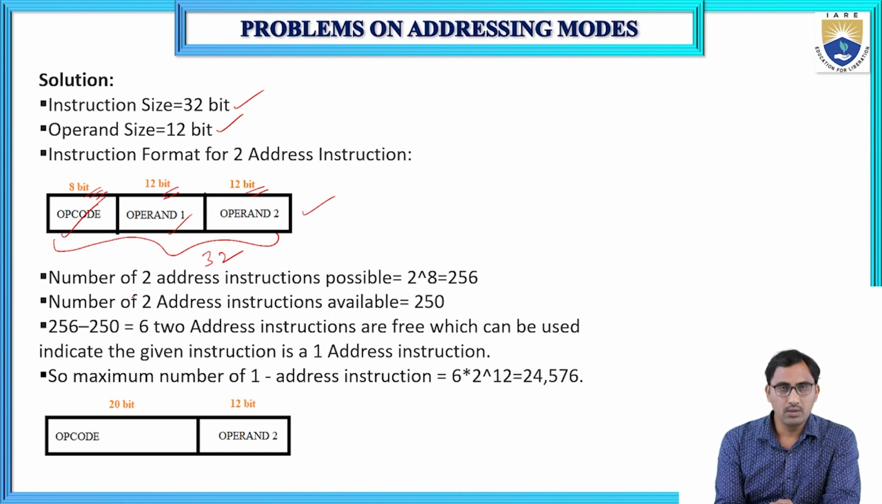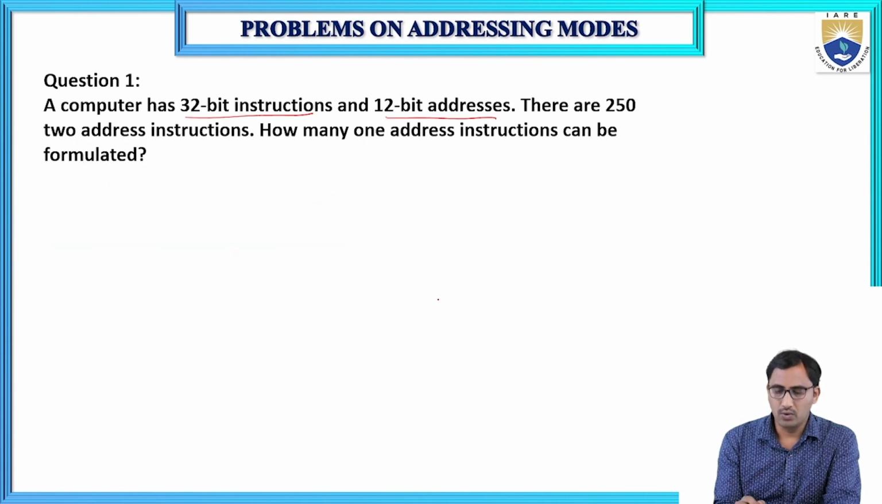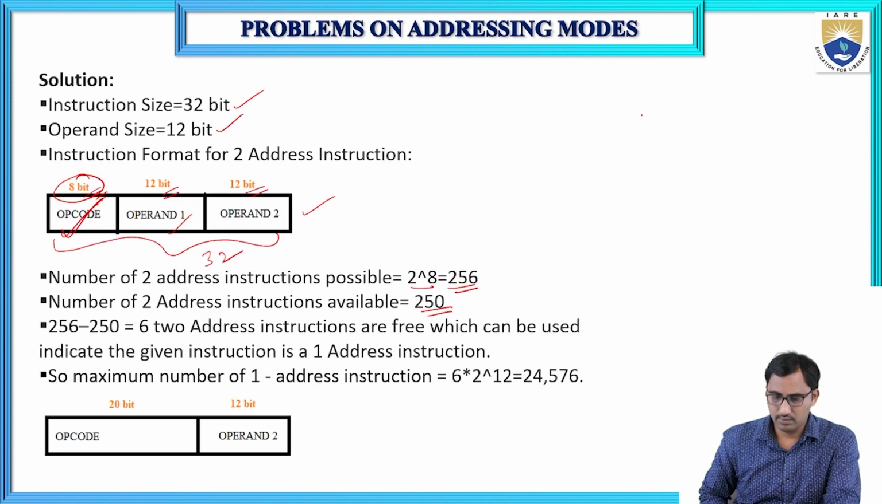Okay. So the number of two address instructions possible is 2 power 8, because to represent the opcode we have 8 bits. That means 2 power 8, 256 two address instructions are possible. The number of two address instructions available is 250.